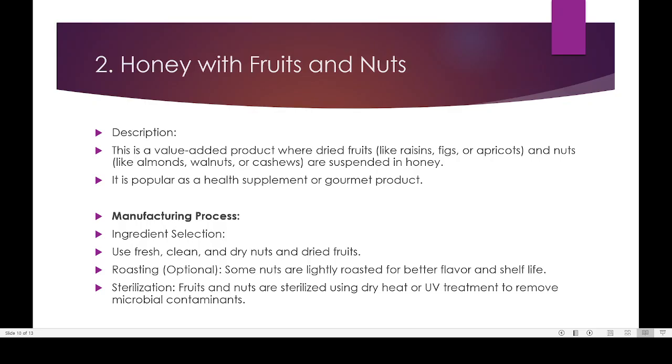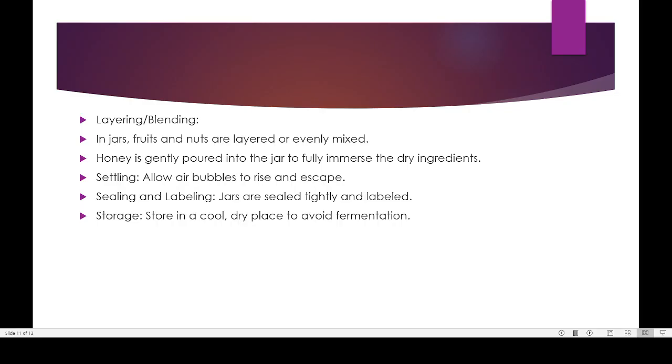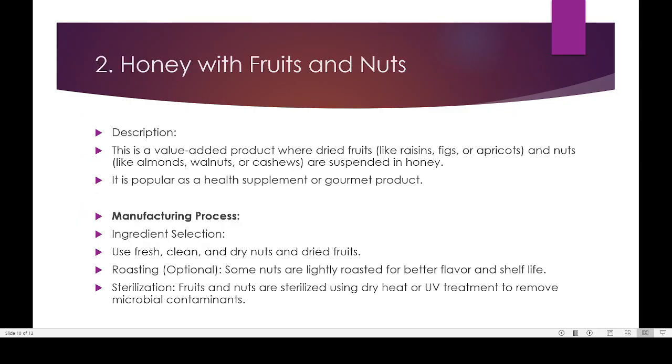So that is what they are also doing here. They try to introduce you to some of the different products which can be made from honey. Then you can also see the different processes involved in preparing this honey with the fruits and nuts.